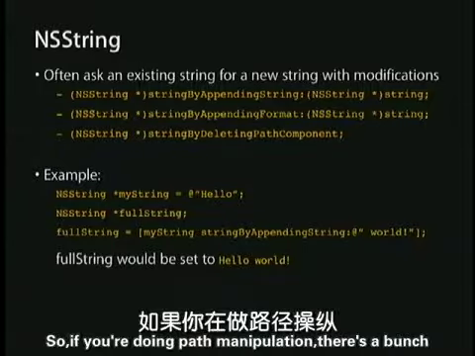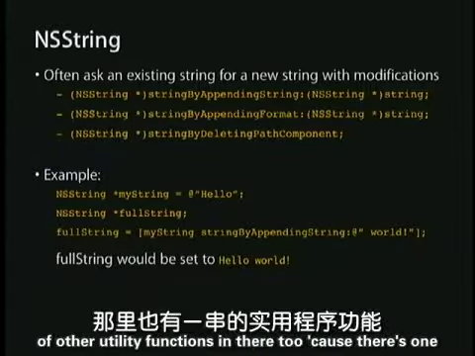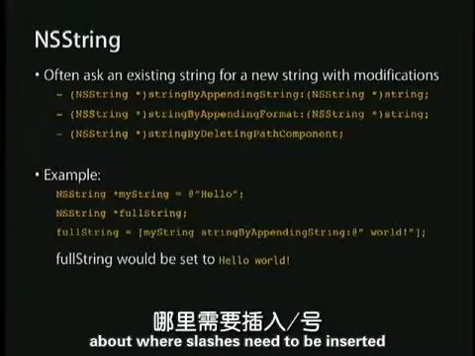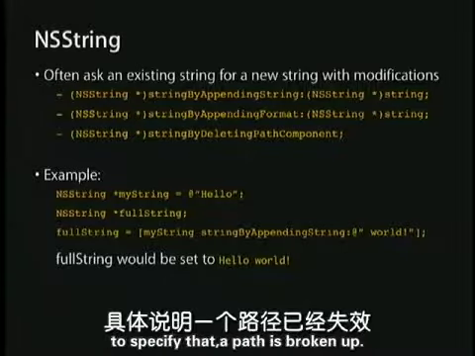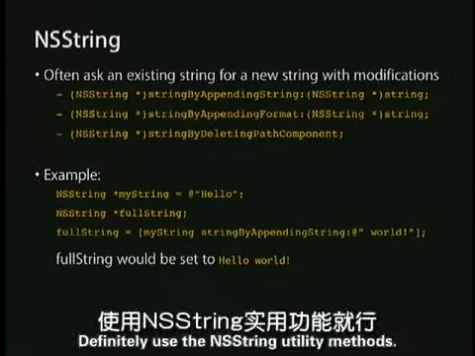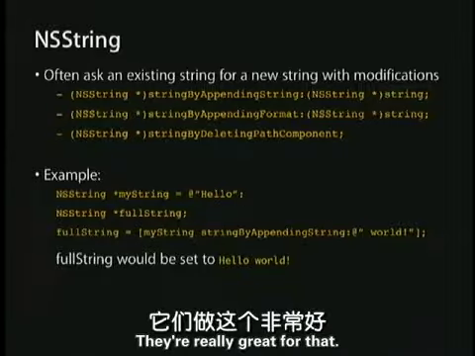So if you're doing path manipulation, there's a bunch of other utility functions in there too. There's one that also appends path components. It deals with the specifics of worrying about where slashes need to be inserted to specify that a path is broken up. You don't have to worry about doing that yourself. Definitely use the NSString utility methods. They're really great for that.